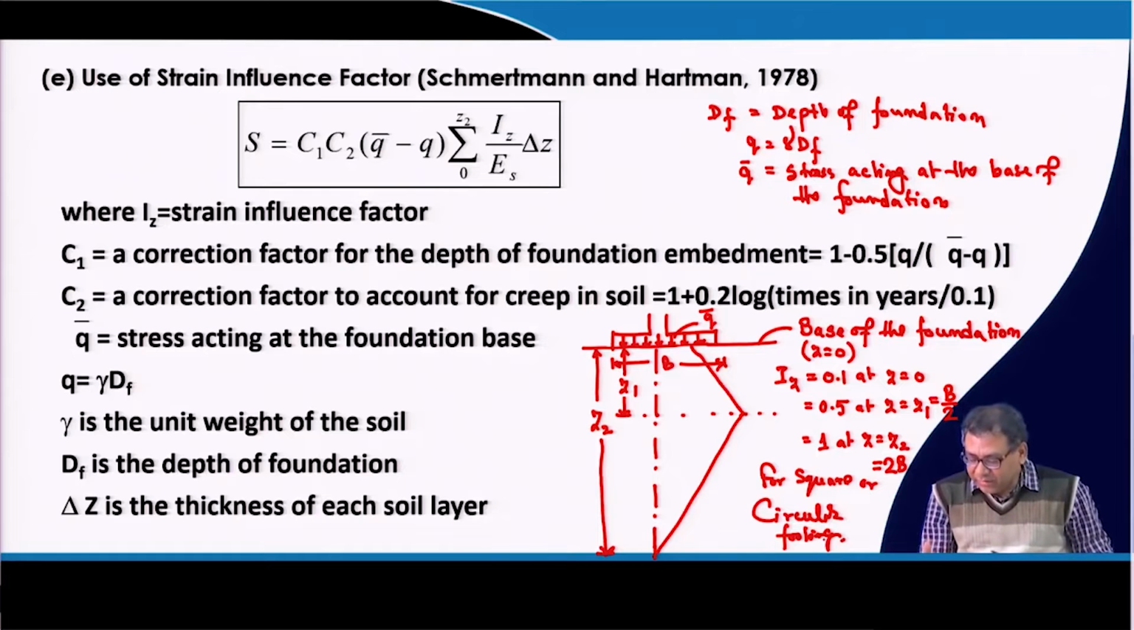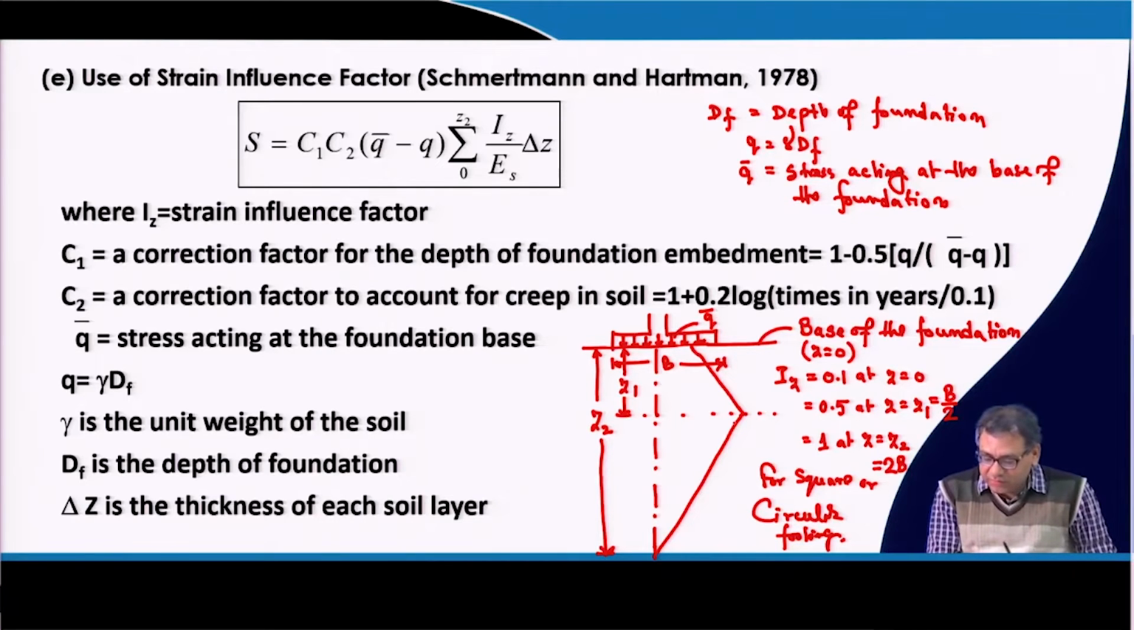Now, z2 is basically the influence zone that is considered during the calculation. As in my previous settlement calculation problems, I said that the influence zone from the base of the footing you have to take is twice b. So, here also it is taken up to twice b, but that is for square or circular footing. This Iz value will increase with depth up to a certain depth, then it will decrease.